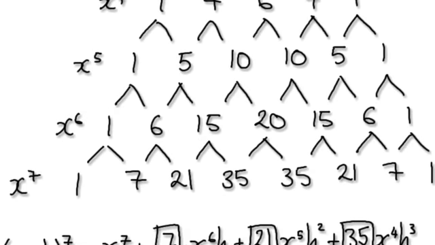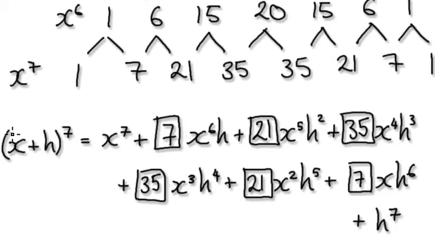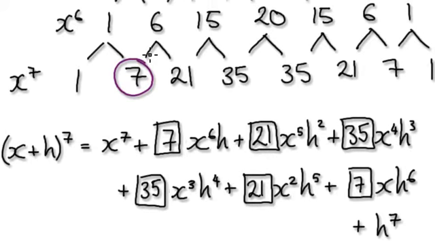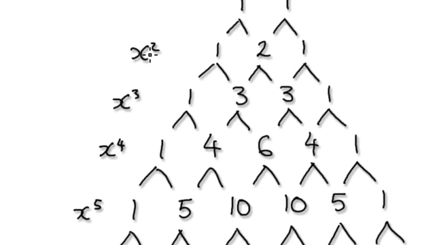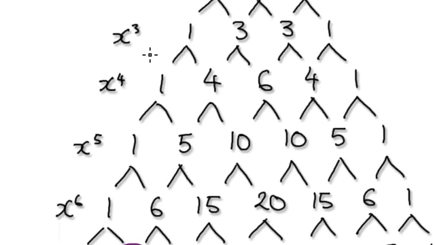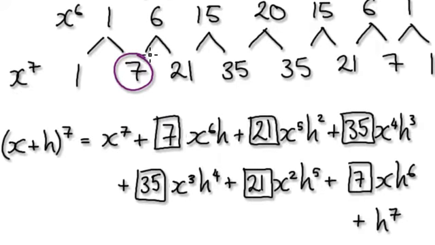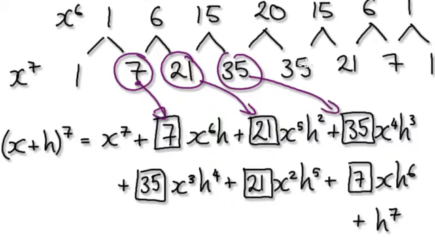In the previous video, I asked you to work out x plus h to the power of 7. So I asked you to work this out, and it turns out that you can just extract the coefficients from Pascal's triangle. So this is Pascal's triangle. If you want to work out x plus h to the power of 7, then this becomes this, and so on here. You would just extract the coefficients.